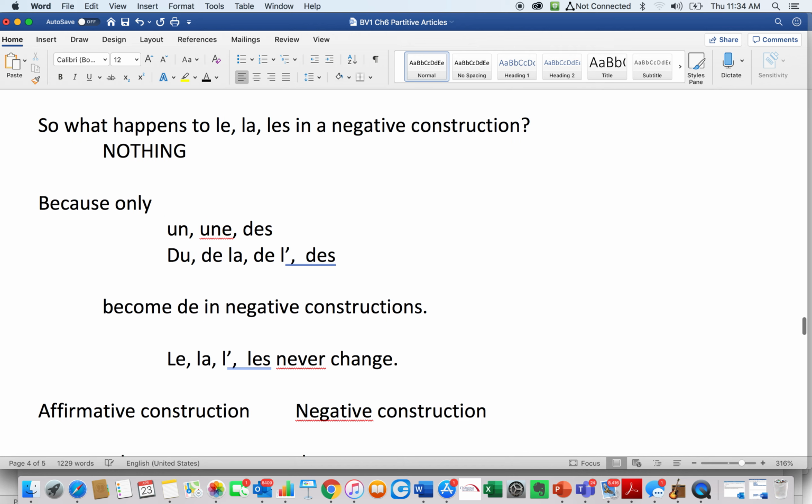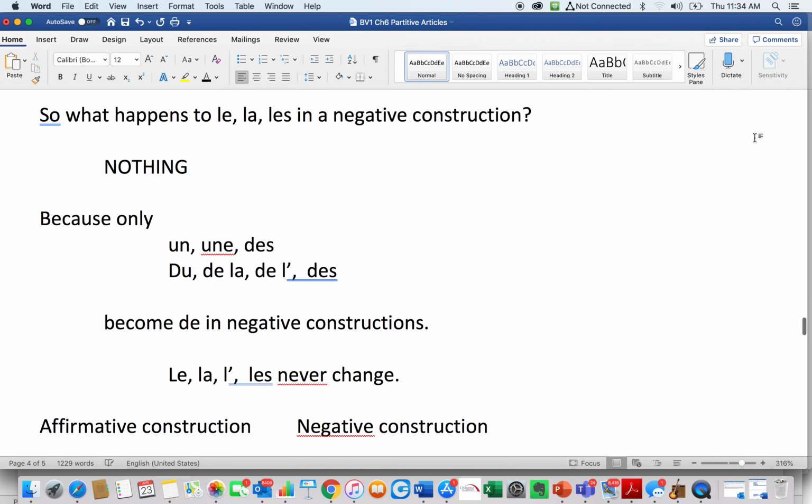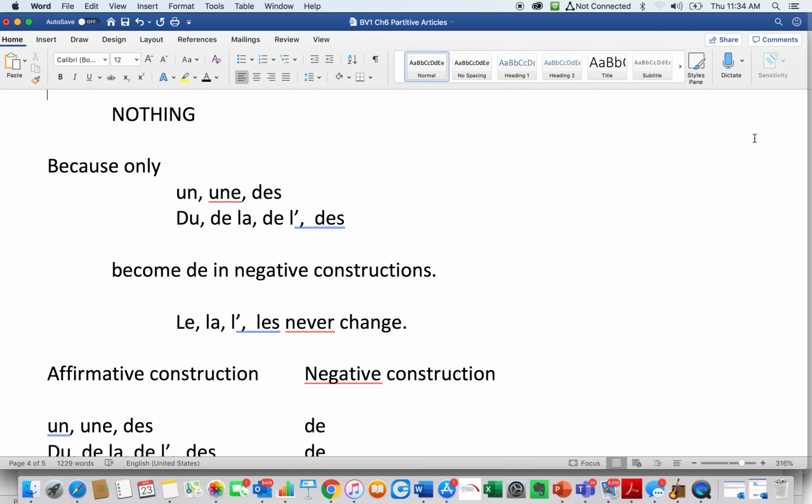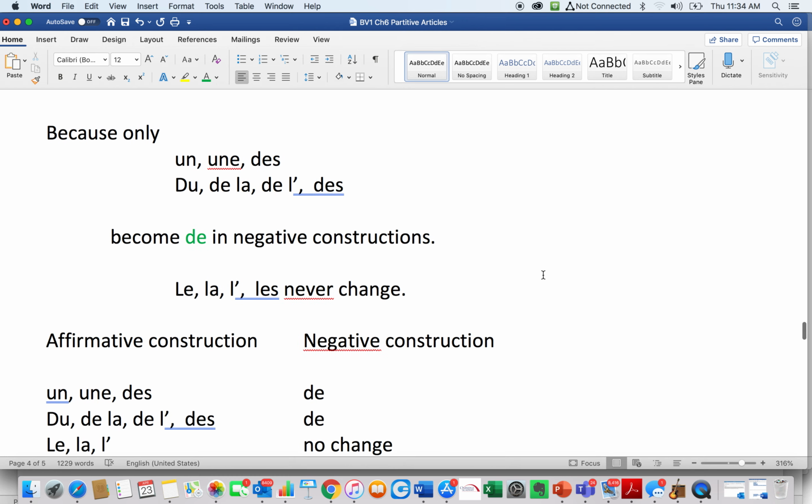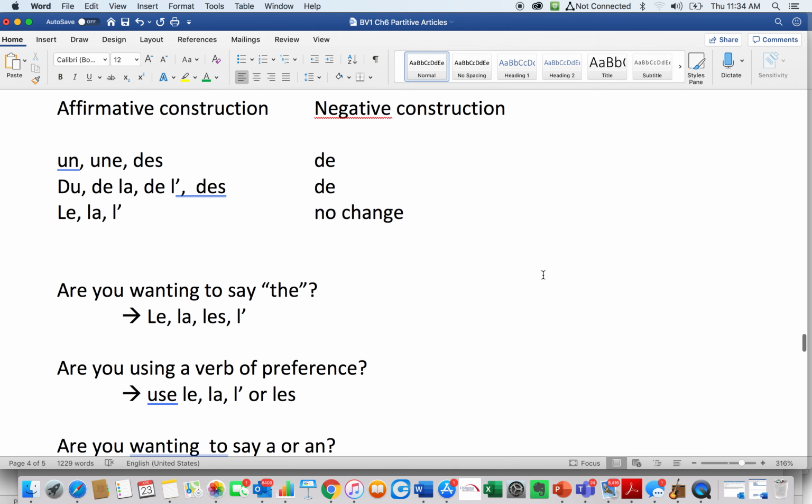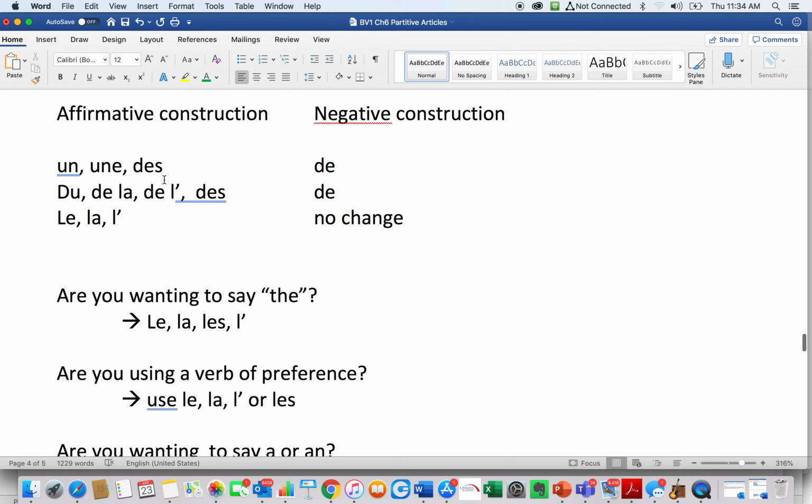Okay, so what happens to le, la, les in a negative construction? Nothing, because only un, une, and des, and du, de la, de l, and des become de in negative constructions. Where'd my green go? Okay. All right, so here we go. Just another way of looking at it. Un, une, and des become de. Du and the rest become de. Le, la, les, no change.